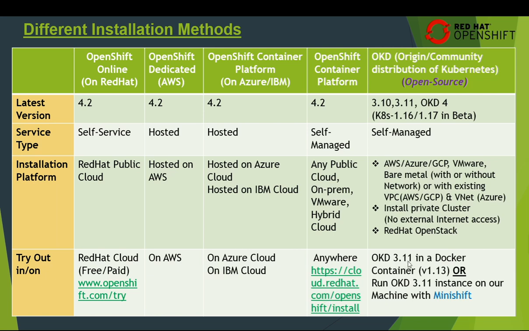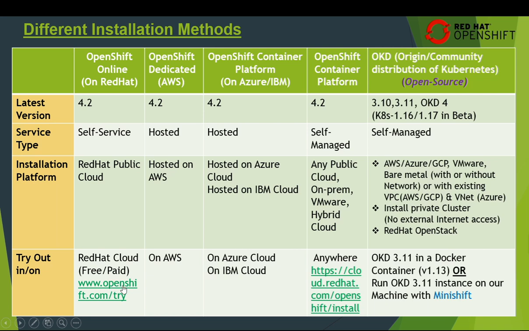For OKD, we can even try this Docker OKD version 3.11 in a Docker container, which is also known as CodeReady Containers, for hands-on or testing purposes. Or we can run that OKD 3.11 instance on our machine with Minishift, a small platform which will help us install and manage the OpenShift cluster, and deploy and develop applications there.